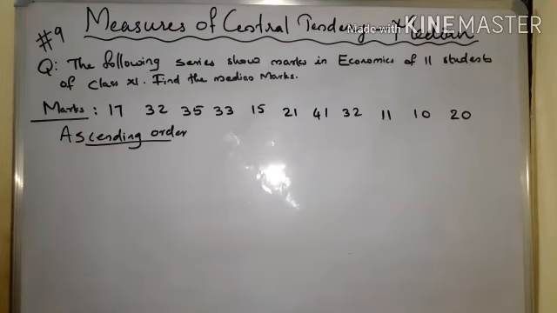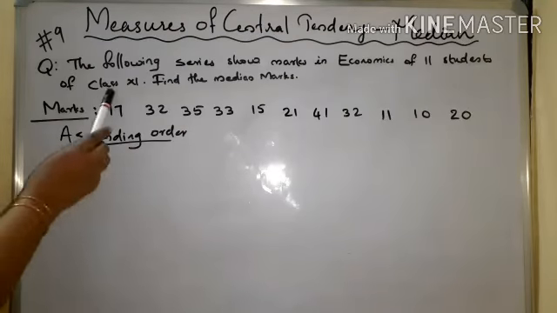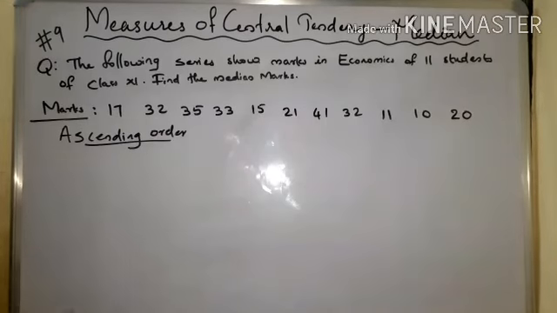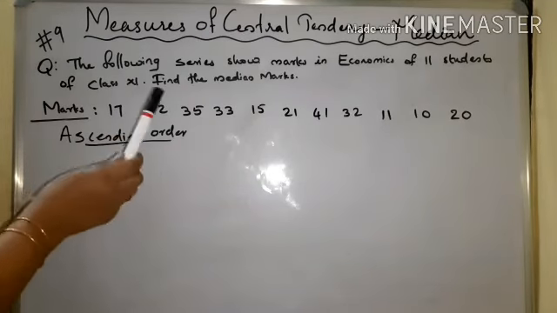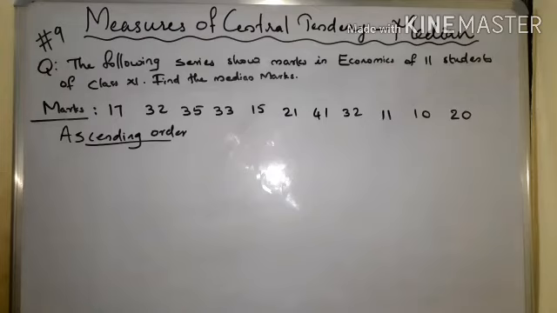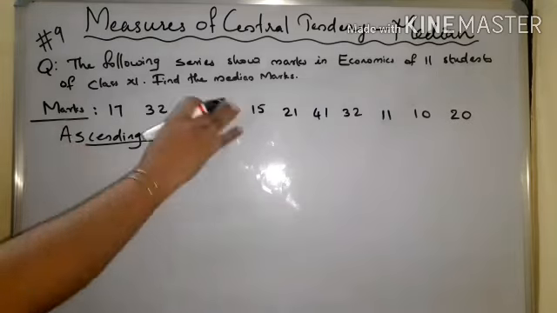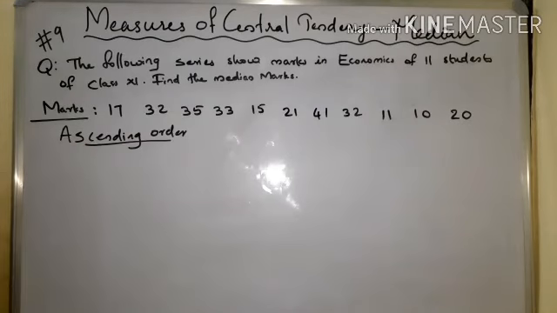In the following series, showing marks in economics of 11 students of class 11th, find the median marks. From this series we have to find out the median mark, that is the central mark or middle mark, that means the average. The main and important step is to arrange this data into ascending or descending order. Here I am going to write this series in ascending order.